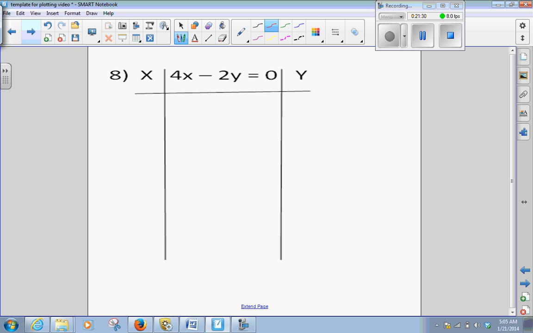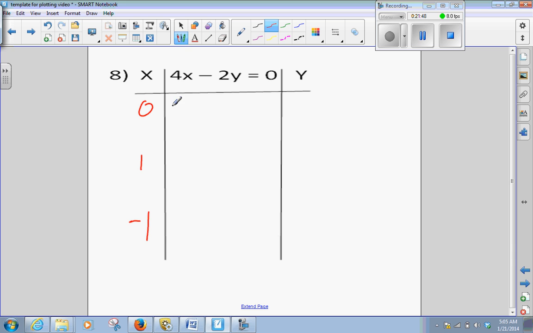Okay, now we've got another one. I'm going to use the numbers 0, 1, and negative 1. If you would like to use those values too, pause the video and try it out yourself. Try to figure out what y would equal if x equals these numbers. I'm going to assume that you've already paused the video.